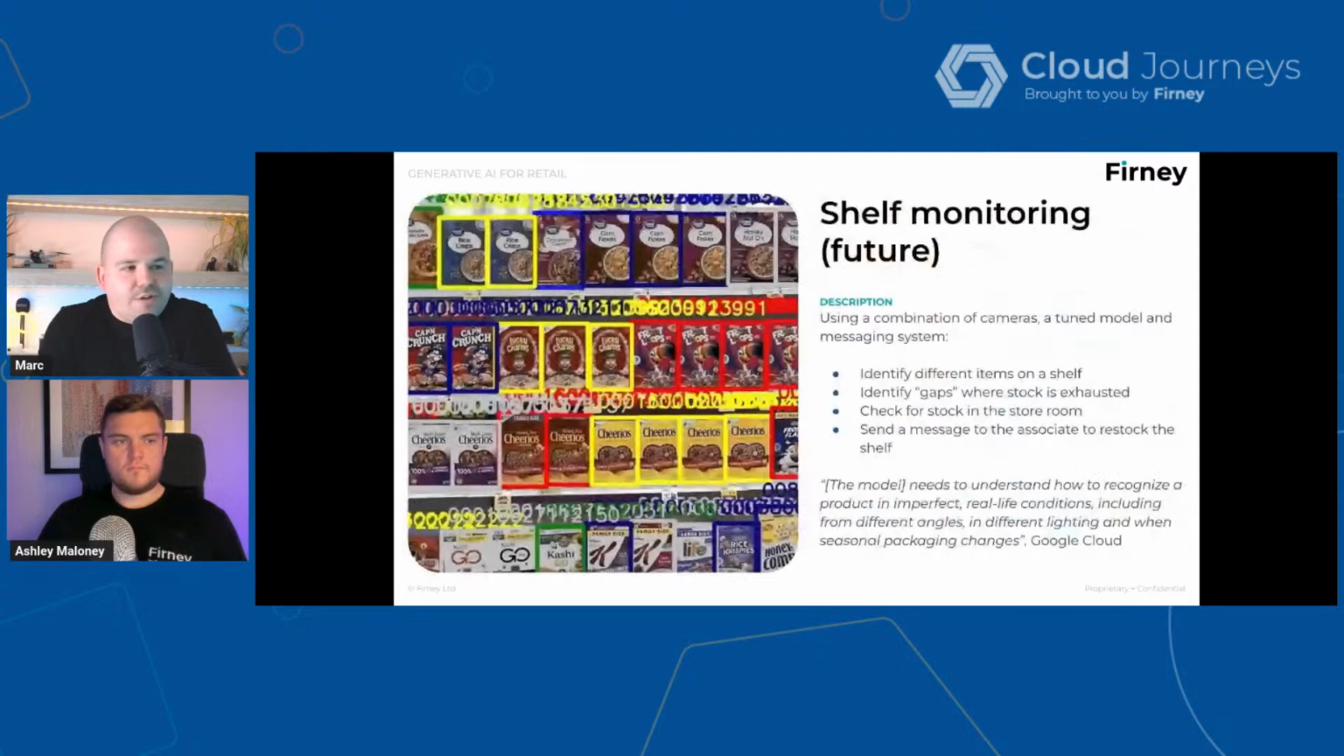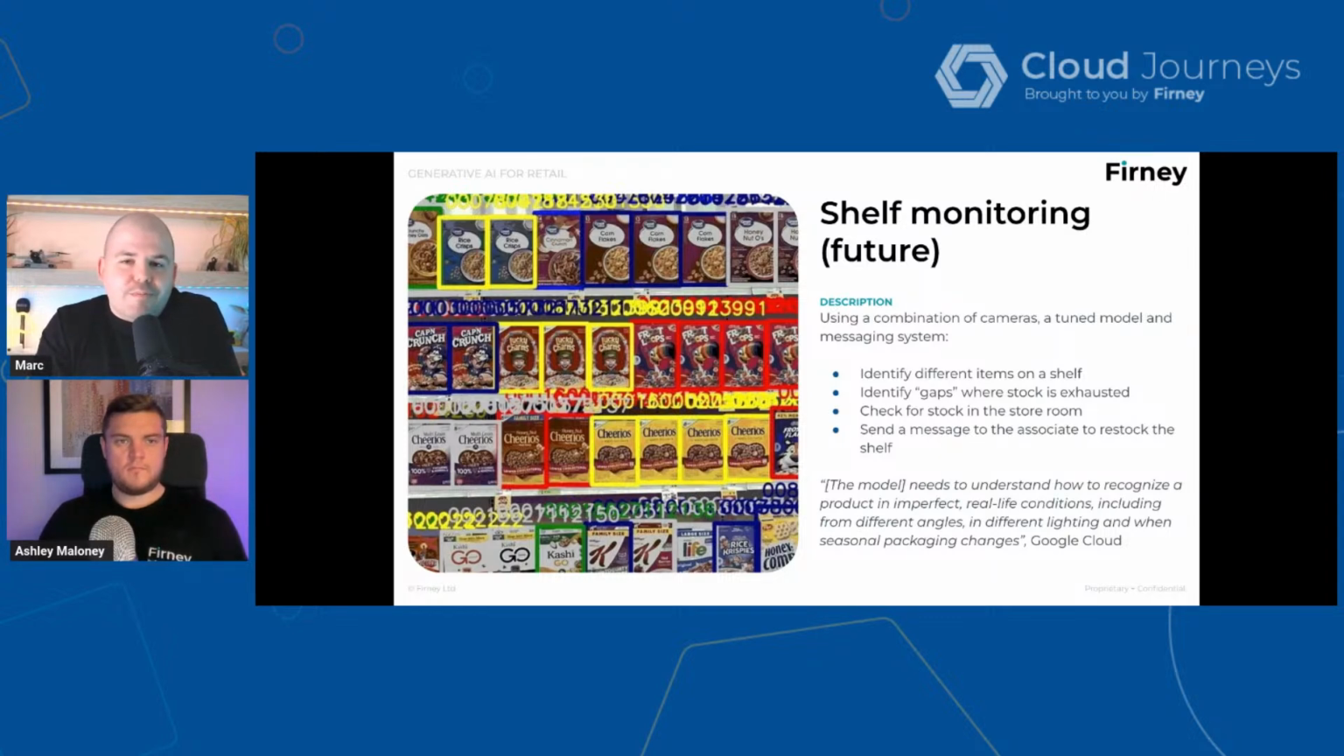Google did have a go at this. I forget who they did it with, but they set up cameras on the shop floor in high traffic areas, and detected the different items on the shelves to see what was in stock and what wasn't. When there was a gap, they'd send a notification to a staff member to go and fill in the gap on the shop floor.